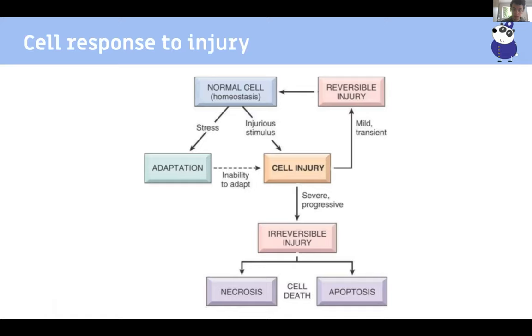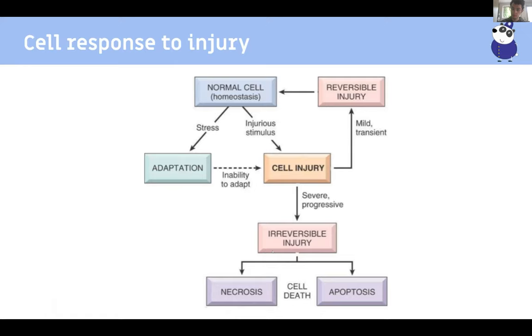You have homeostasis, you're going to have stress, adaptation. There might be injury, the injury could reverse and you get normal cells, or it can just adapt and there's normal. If it gets pretty bad, if you have cell injury, and let's say you have constant injury, very severe injury, very acute injury, it can progress to irreversible injury depending on the tissue you're in as well, and the size of the injury.